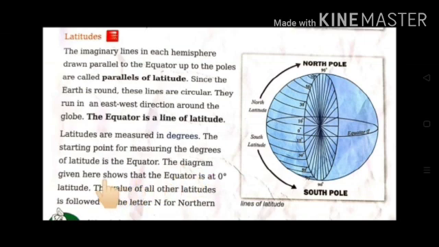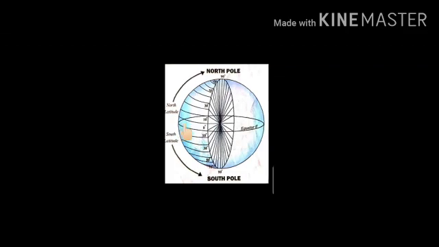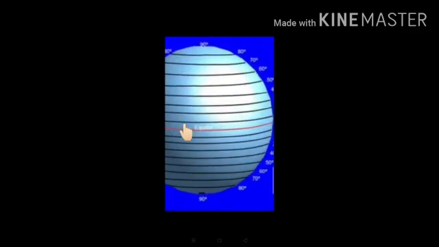The diagram given here shows that the equator is at 0 degree latitude. Now children, see this diagram. The equator is marked as 0 degree. Okay, again now see this diagram also. It is the equator, this red line, and latitudes are marked in degrees. All latitudes are up to 90 degrees. Understood, children?